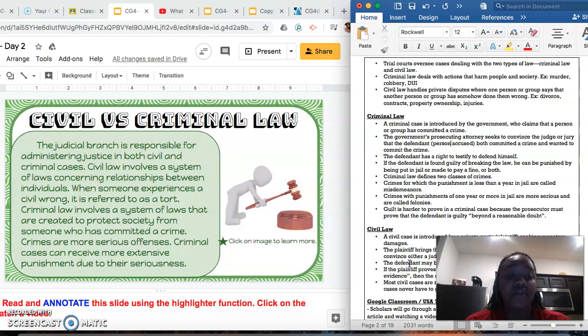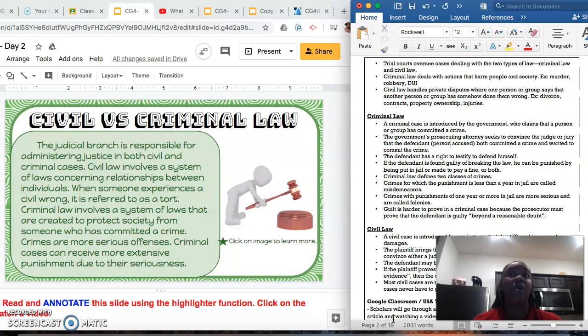Criminal law defines two classes of crimes. Crimes for which the punishment is less than a year in jail are called misdemeanors. So if you commit a crime and your time for being served in jail is less than a year, that is known as a misdemeanor. However, crimes with punishments of 1 year or more in jail are more serious and are called felonies.